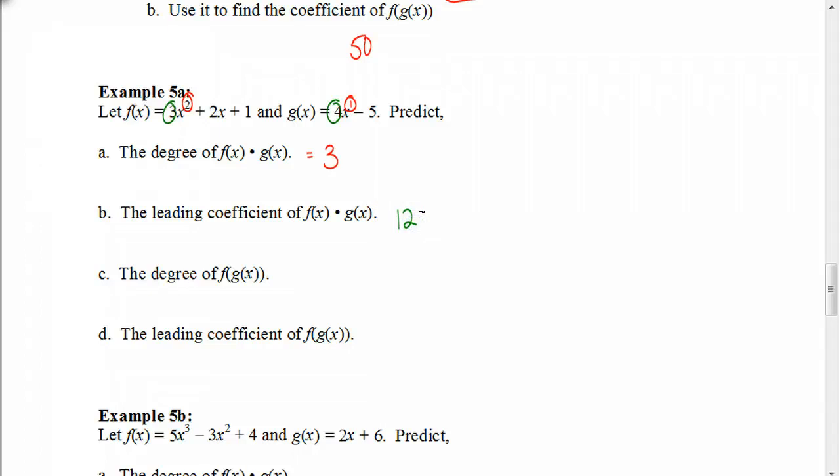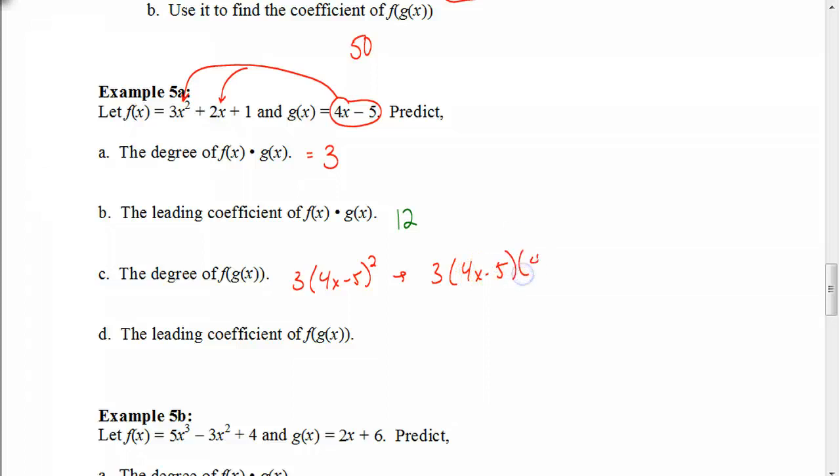And the degree of f following g of x, remember, if it's f following g of x, I'd put this function into each of these. So what we'd end up having is we would get the degree from the part that would be 3 times my input, 4x minus 5, being squared, which means the same as 3 times 4x minus 5 times 4x minus 5. So to find the degree of this polynomial, this degree here is 1, this degree here is 1, if I add those together, I get a degree of 2.